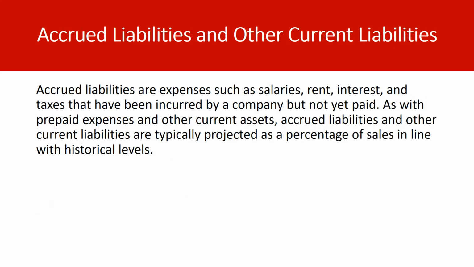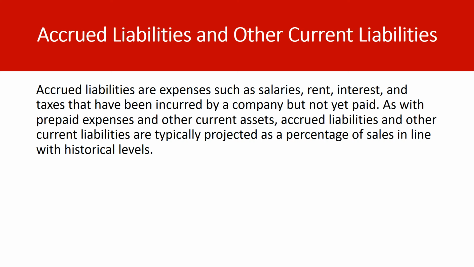So what about accrued liabilities and other current liabilities? Accrued liabilities are expenses such as salaries, rent, interest, and taxes that have been incurred by a company but not yet paid. As with prepaid expenses and other current assets, accrued liabilities and other current liabilities are typically projected on a percentage of sales in line with historical levels. So this is once again one of those places where you can break down each of the line items, calculate the percentage of sales for each of those line items, and then project them outwards, and afterwards summing them up.